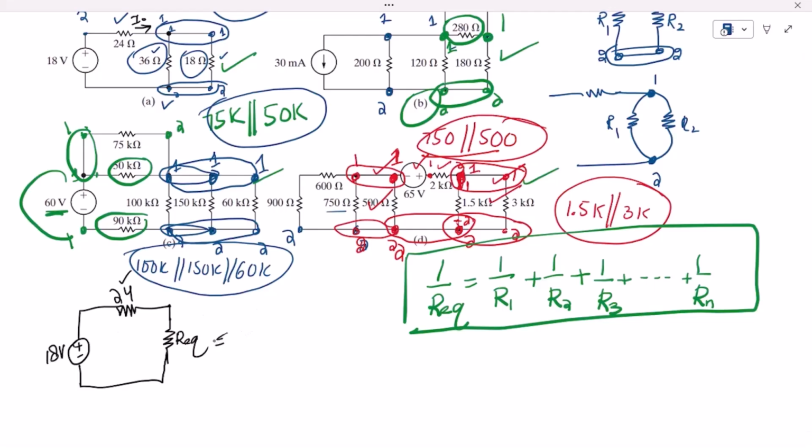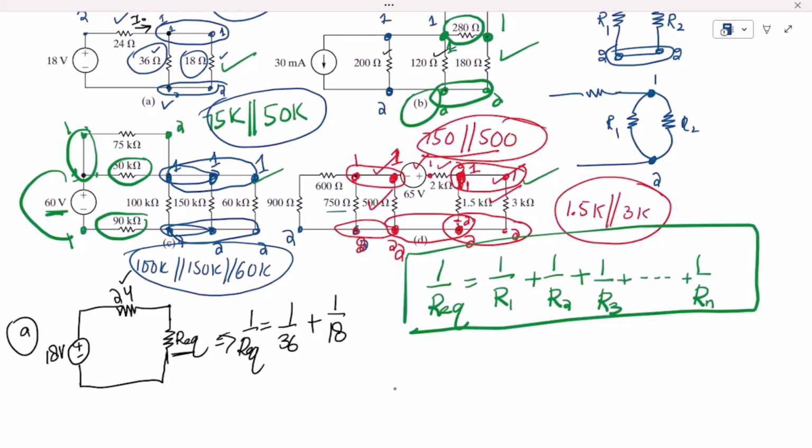The value of R equivalent here is found as 1 over R equivalent equals 1 over 36, the first resistor, plus 1 over 18, the second which is in parallel with it. You have to find that and then take the reciprocal of it, and you will find the value of R equivalent. This is part A.